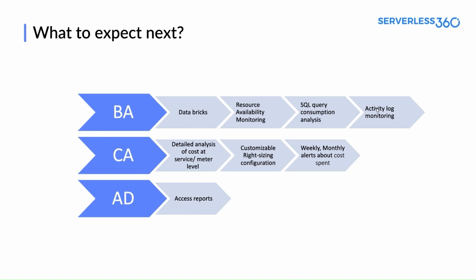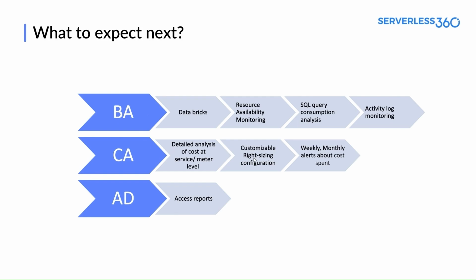Lastly, in BA, in addition to the metrics and properties monitoring, we are bringing in support to monitor activity logs, where scenarios like monitoring a secret deletion or regeneration of a key can be monitored, which will be applicable to all the resource types within Azure. Then in Cost Analyzer, we are extending the analysis of resource cost further into service and meter level to get a clear picture of what aspect of a resource is responsible for cost spikes.